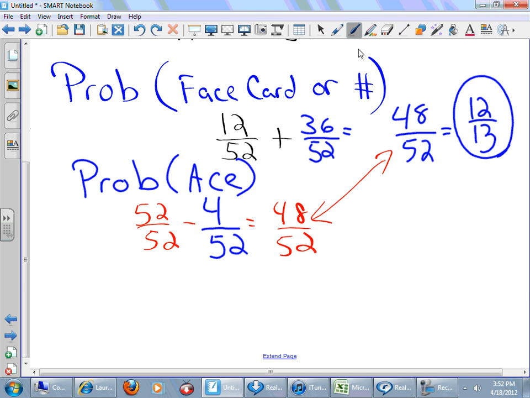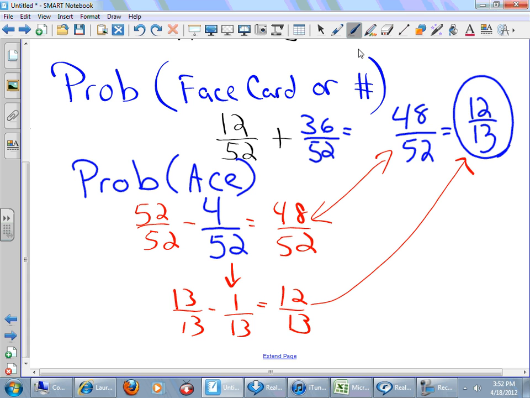Okay. If I simplify this, I get 1/13, right? Well, if I take the total deck, that'd be 13/13, and I subtract, I'm going to get 12/13. Just another way to think about it. Notice it's the same answer.